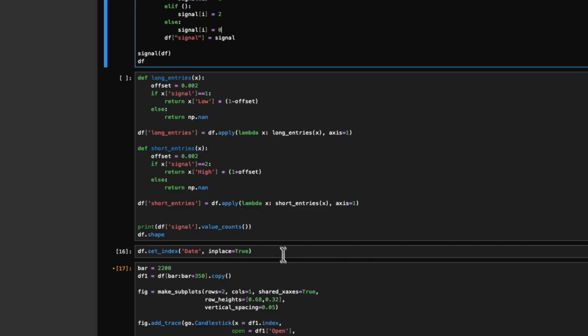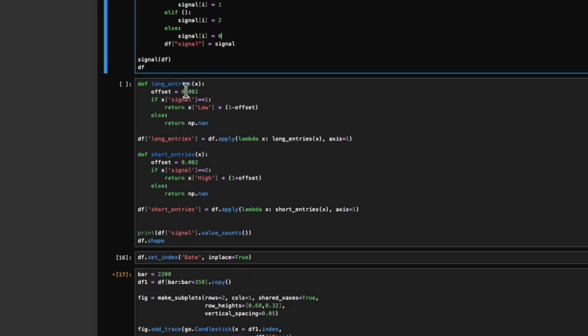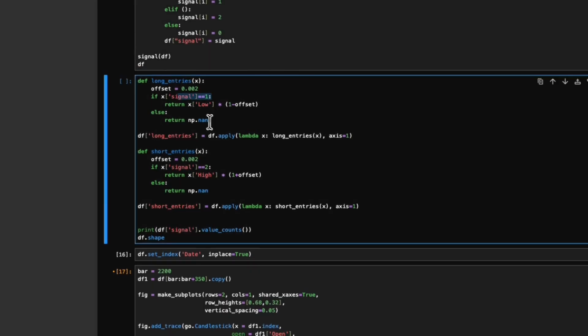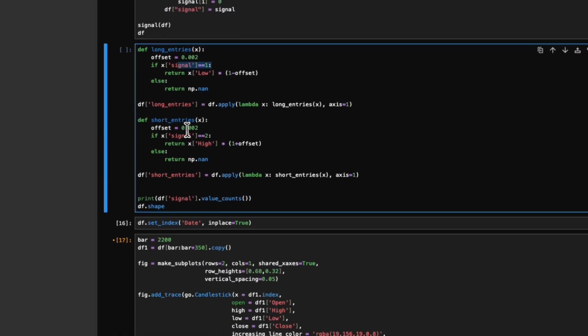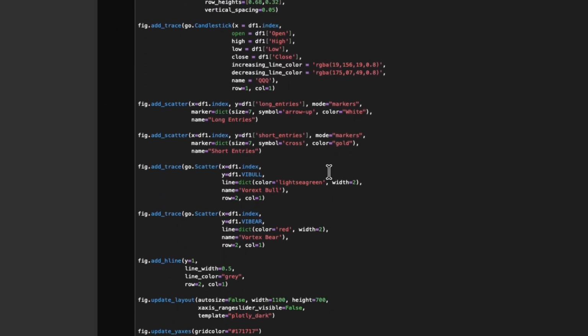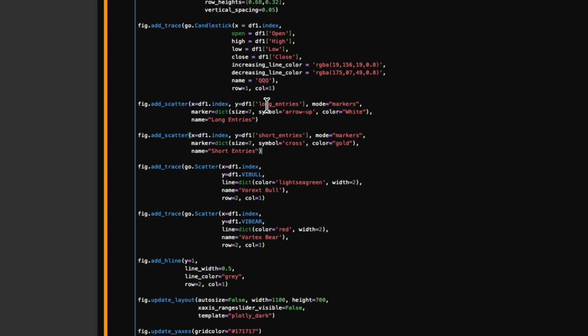Okay, and then once we've got our signal column populated, these functions here look for a long entry. It looks for a 1 in the signal column, and where it finds it, it returns the low price for that row. And where we get a sell signal, which is a short entry, it returns the high price, plus a little offset, minus an offset here. And then it creates 2 new columns within our data frame for long entries and short entries, with those prices at the times where we had a 1 or a 2 in our signal column. And then what this little code snippet does is it looks in those newly created long entries and short entries columns, and where it sees a price, it creates a marker.